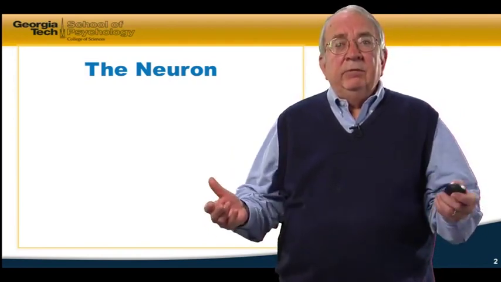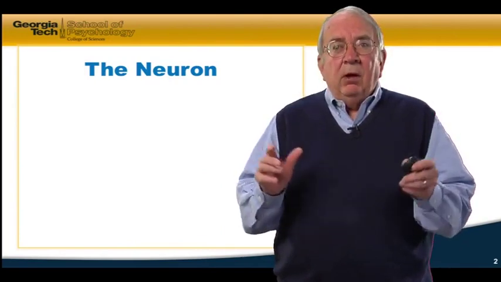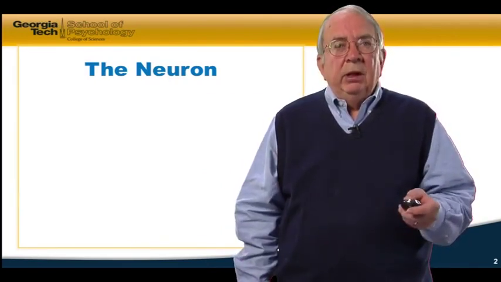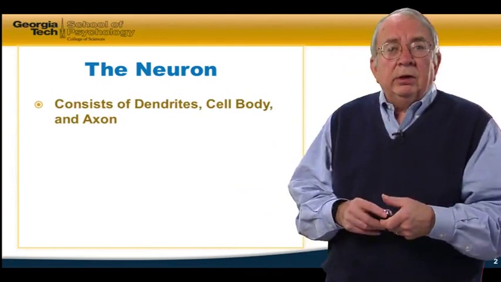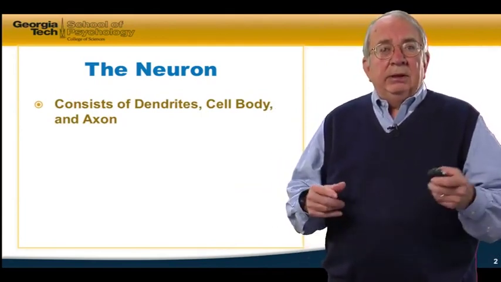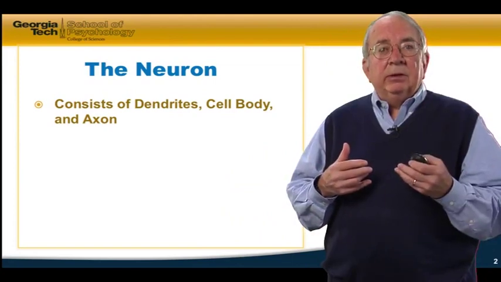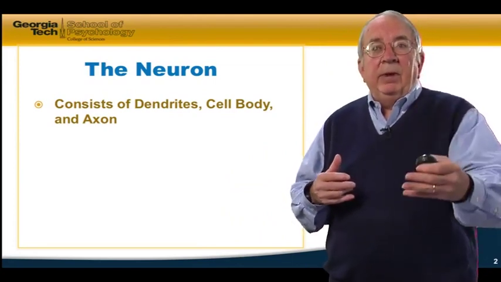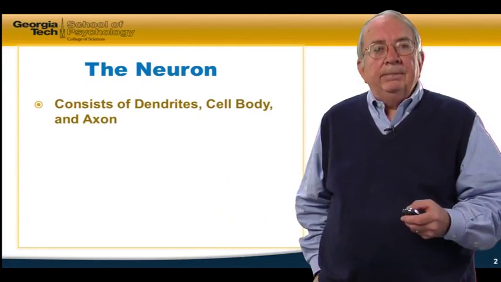Today we're going to talk about the cell that represents the nervous system, the neuron. The nervous system consists of neurons. They look different, but they all have common features. We'll show that the neuron consists of dendrites, a cell body, and an axon. The dendrites receive information from other cells, and the axon gives that information to cells further down the line.